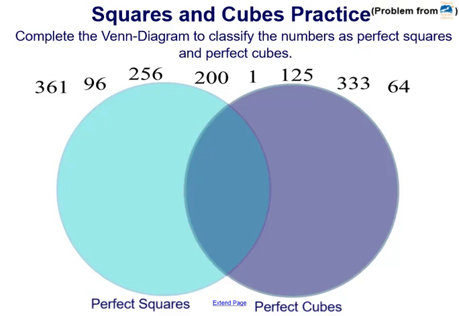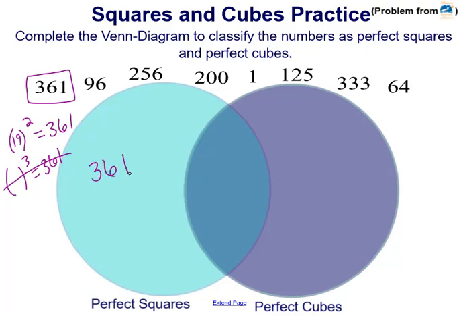Let's start out with 361. So we're asking, first, is it a perfect square? Does some number squared equal 361? And playing around, thinking around, maybe using a calculator to help us, we do get that the answer is 19. 19 squared equals 361, so 361 is a perfect square. Now go through and see, is something cubed equal to 361? Is some number multiplied by itself three times equal to 361? And you should find, no, there isn't one number. So that means that 361 is a perfect square, but not a perfect cube.